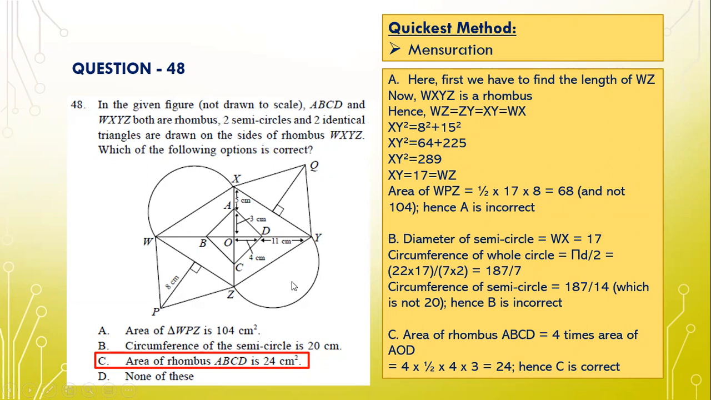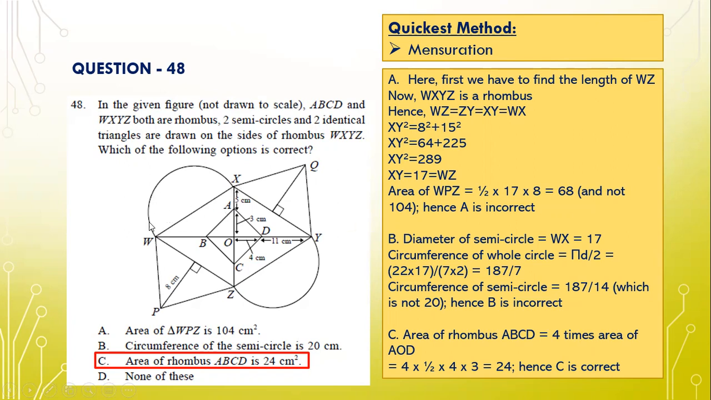A is incorrect. Again, circumference of semicircle is 20. Let's see. What is the diameter of the semicircle here? Diameter is WX. What is WX? WX is the same as WZ. What is WZ? It is 17. So diameter is 17, isn't it?